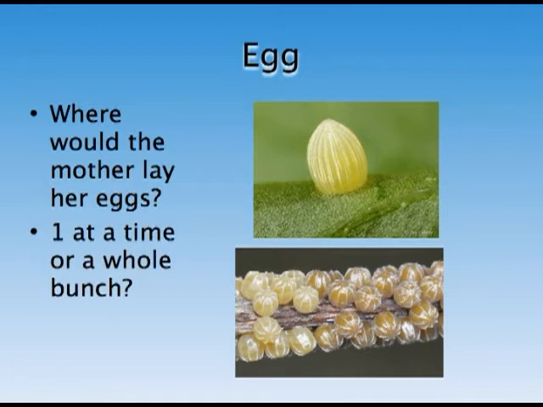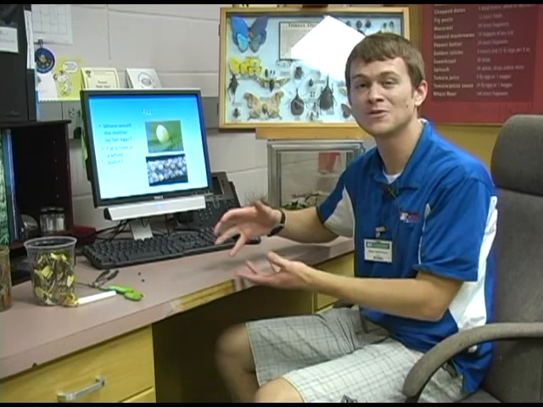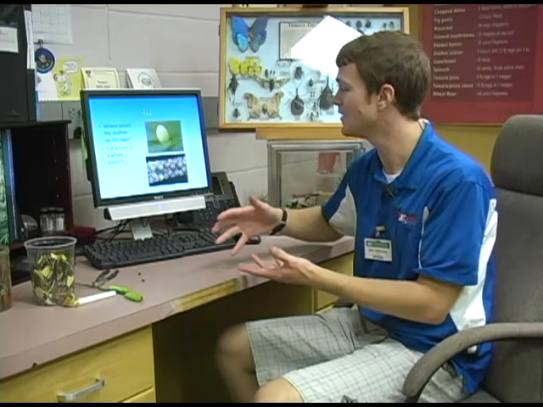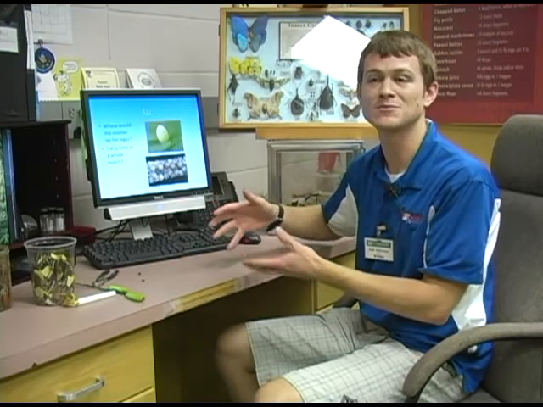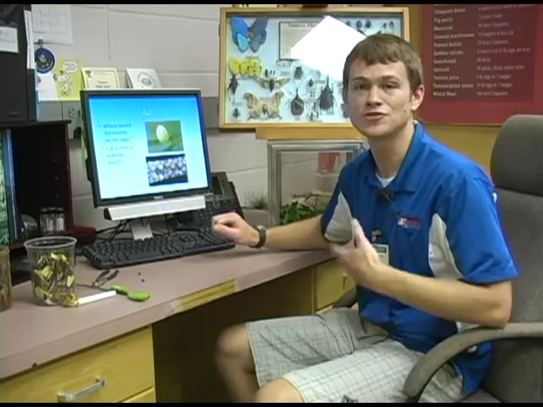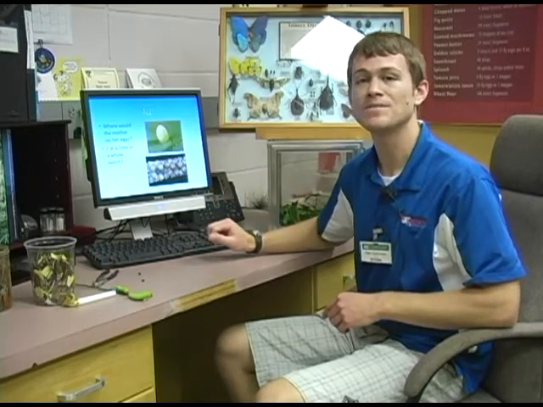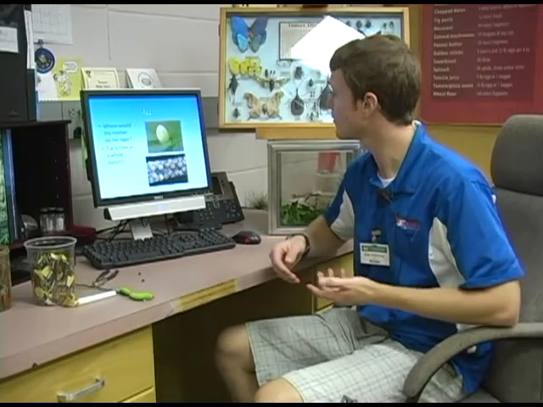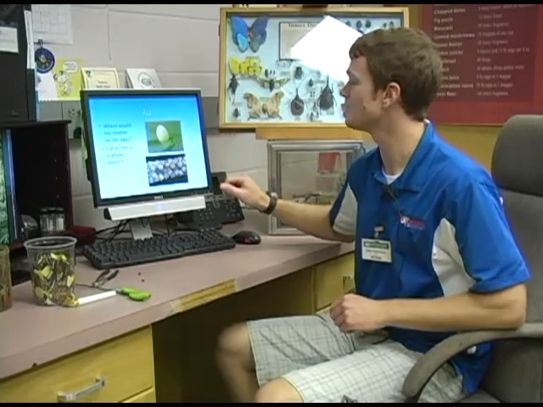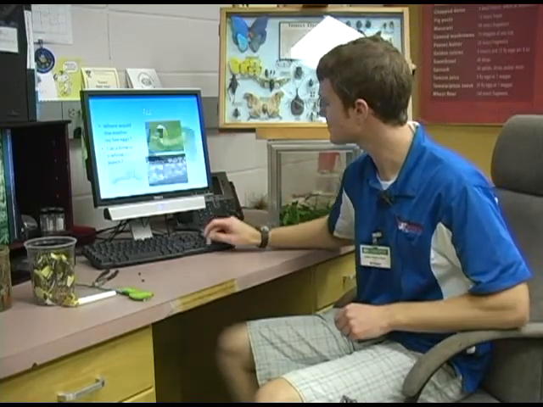If the butterfly is choosing a plant that's very small, it wouldn't be very wise for her to lay 20 eggs on that plant, because when the larvae hatch, they'd eat the plant and there wouldn't be enough for all of them. However, some butterflies feed on trees, and so the butterfly will lay 100 eggs on that tree with the hopes that enough of the larvae will make it through. And butterflies that lay single eggs, they'll lay several dozen, maybe 100 eggs in the course of their life, but just one at a time.